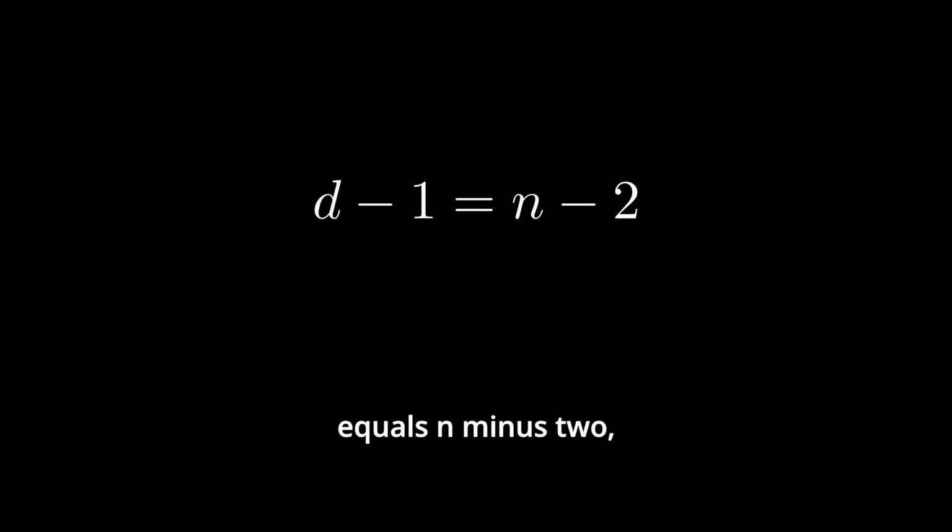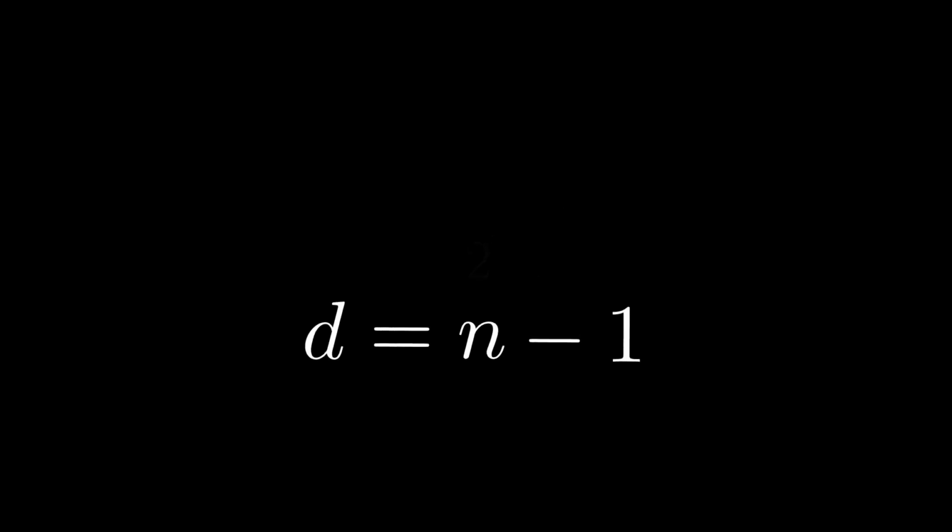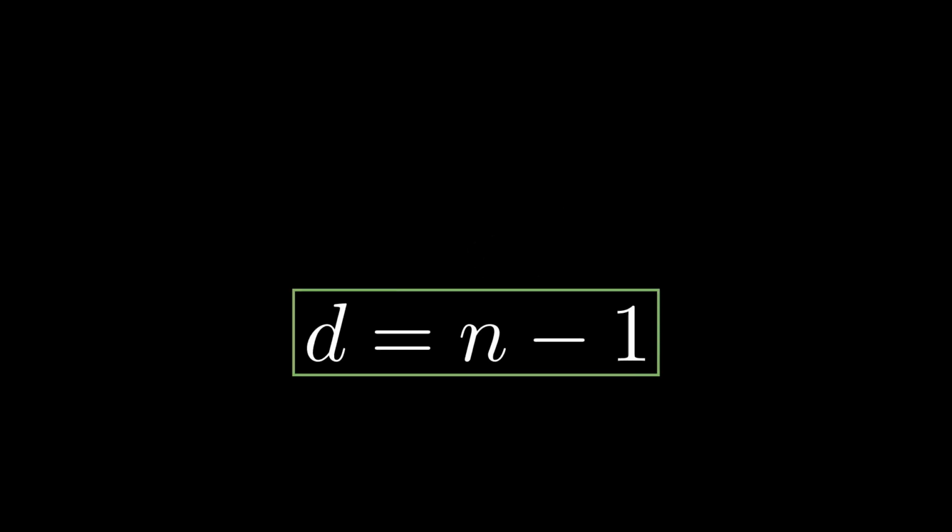So if you have n points, you know that they will make at most n minus 2 curves. And a polynomial can make at most its degree minus 1 curves. A bit of algebra gives us d minus 1 equals n minus 2, means d equals n minus 1. So to conclude, if you have n points, if there is a polynomial that can go through them all, a degree of n minus 1 is enough.